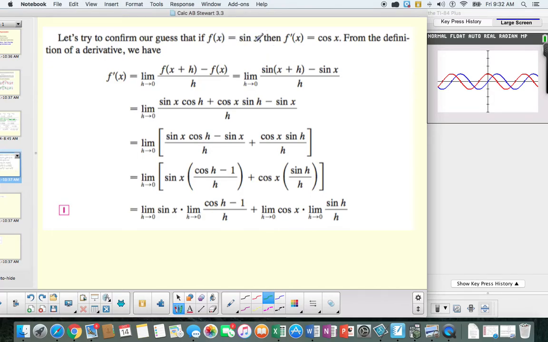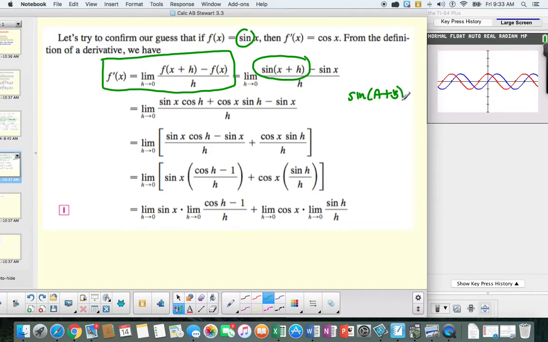f of x is equal to sine of x, f prime of x is equal to cosine of x, with the definition of derivative. Here's the definition of the derivative right here. And our function is sine, so you can see I have sine of x plus h minus sine of x. Okay, this is where we're going to use the identity of the sine of the sum. Remember before I had a sine of a plus b. And so we're going to use that identity. We're going to expand it. It's going to be this right here.